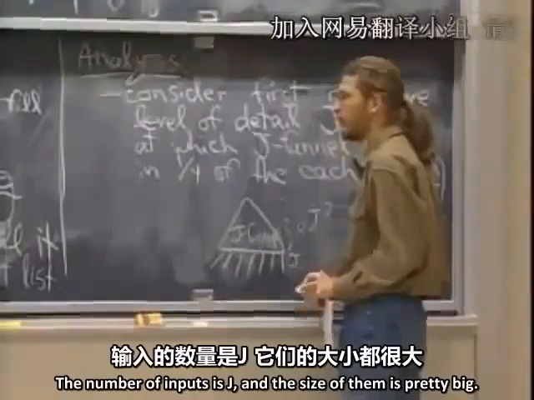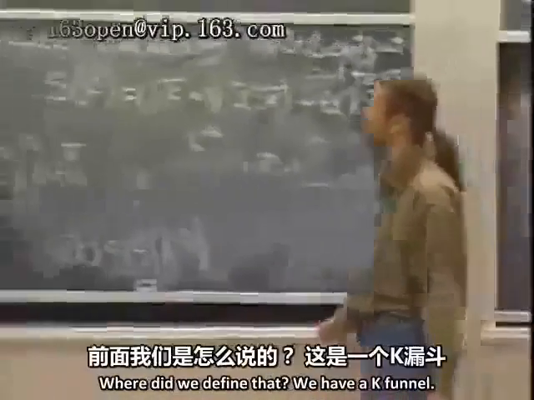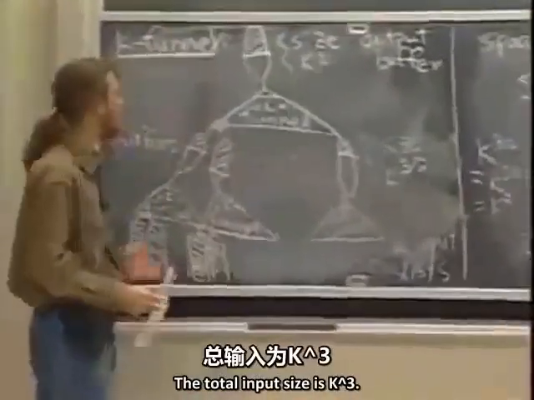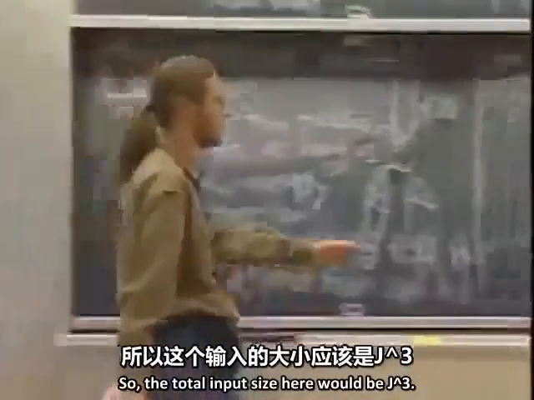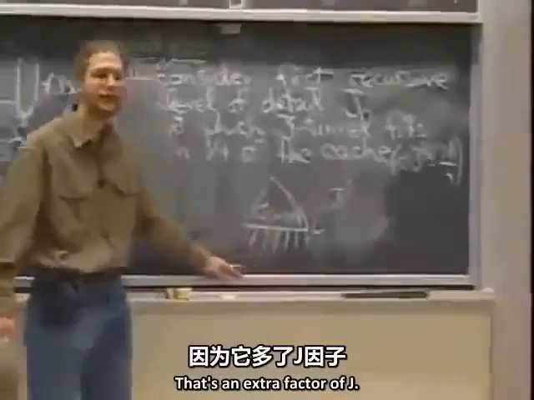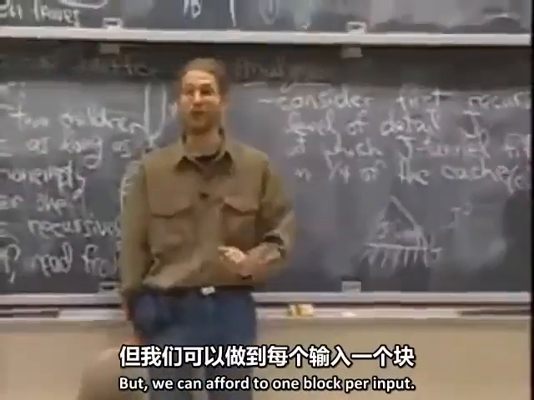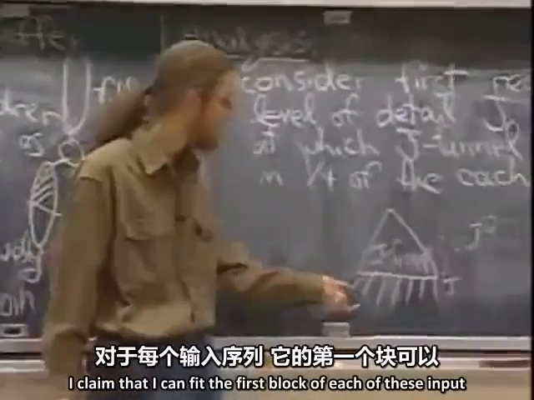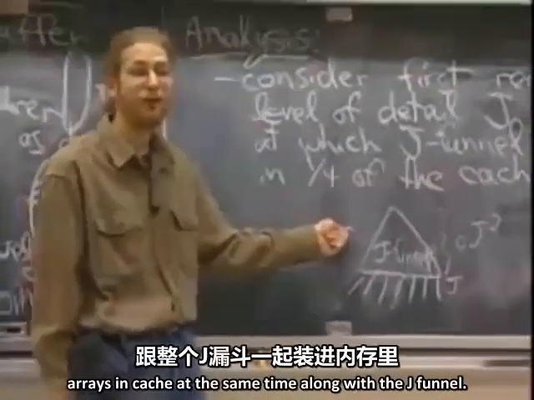And well, the size of them is pretty big. Where did we define it? If we have a K funnel, the total input size is K cubed. So the total input size here would be J cubed. We can't afford to put all of that in cache. That's an extra factor of J. But we can afford 1 block per input. And for merging, that's all we need. I claim that I can fit the first block of each of these input arrays in cache at the same time, along with the J funnel.